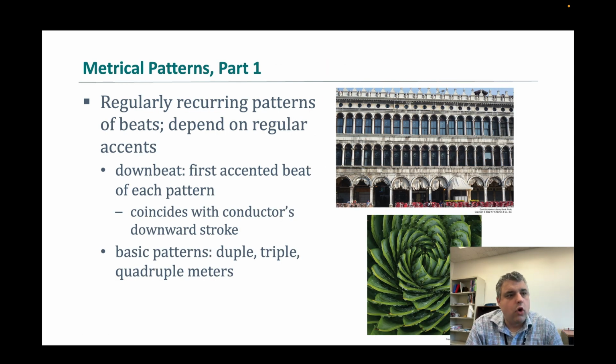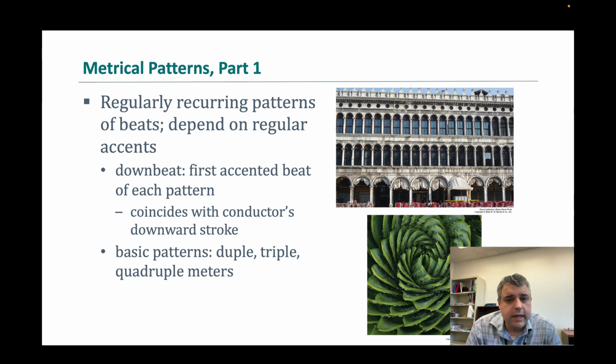Now, continuing to talk about meter, we have the idea of metrical patterns. In music, we're going to see patterns throughout. And in rhythm, we definitely have a lot of repeated or recurring patterns of beats. These patterns are going to be dictated by the stronger beats versus the weaker beats.